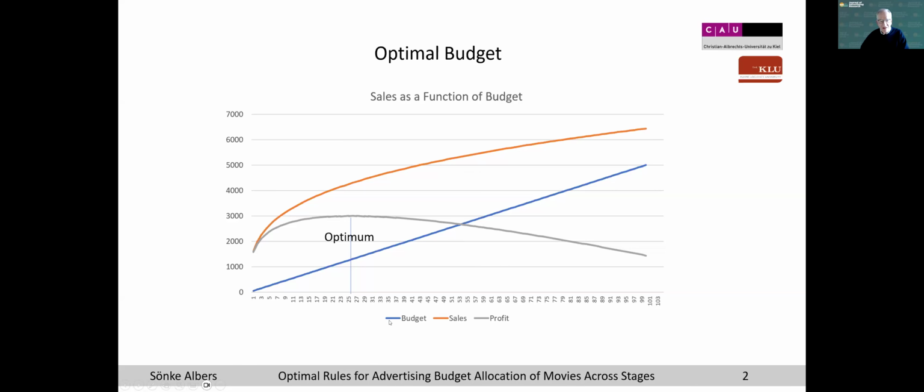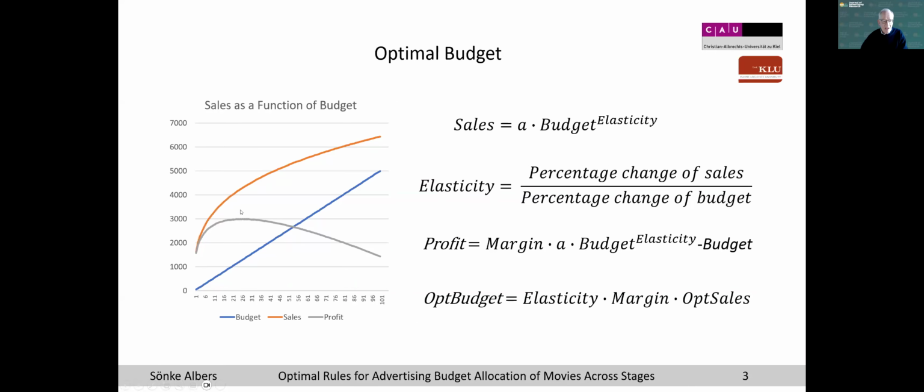Now, how can we get from this understanding to formulas? Here's again the same graph. So we have a sales response function, which is typically in marketing a function where we have the budget, and that is raised to the elasticity. And here's some kind of constant. So the elasticity is defined as the percentage change of sales divided by the percentage change of the budget. So it's a relative measure.